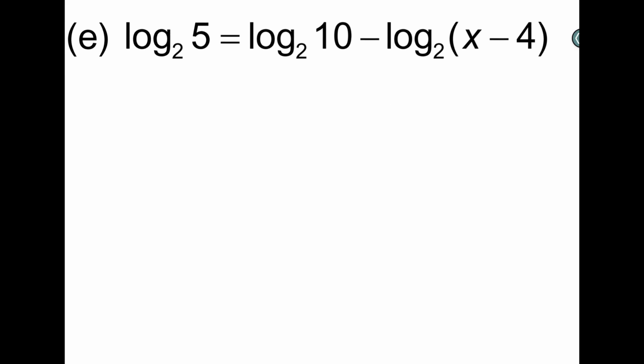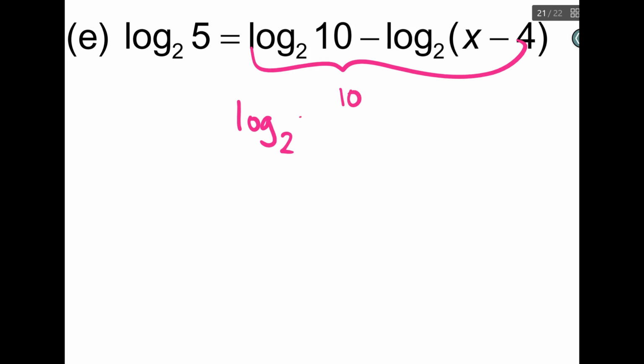Before I can equate the left and right side, I have to make it so I have 1 log on each side. In part D, I had 1 log on both sides. That way I could equate the inside portion. So I need to only have one log on the right side. Since this is a minus, this is going to be the same thing as log base 2 of 10 divided by x minus 4.